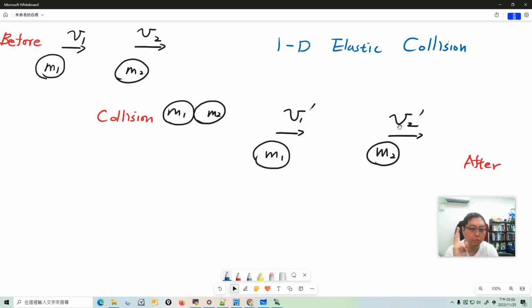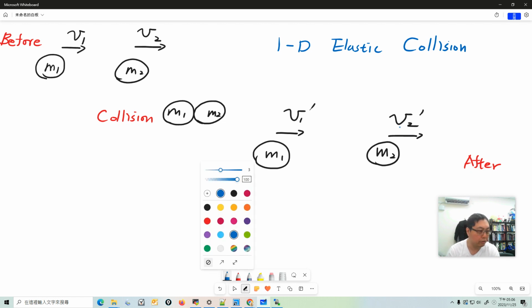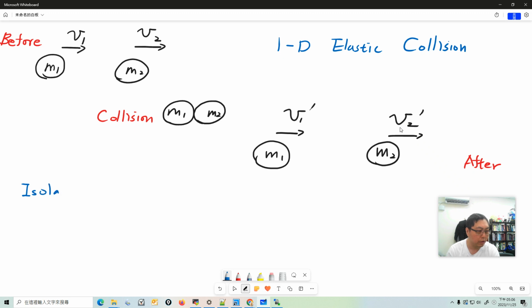We'll use two concepts to solve this problem. First of all, during the whole collision process, the system is isolated, with no external force. An isolated system, what does this tell you? In an isolated system, momentum is always conserved. Momentum conservation.